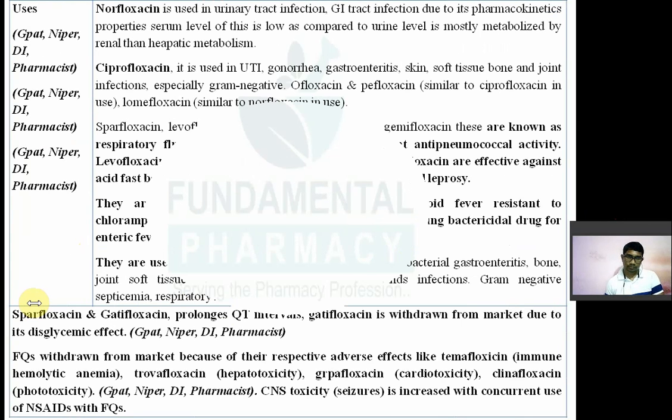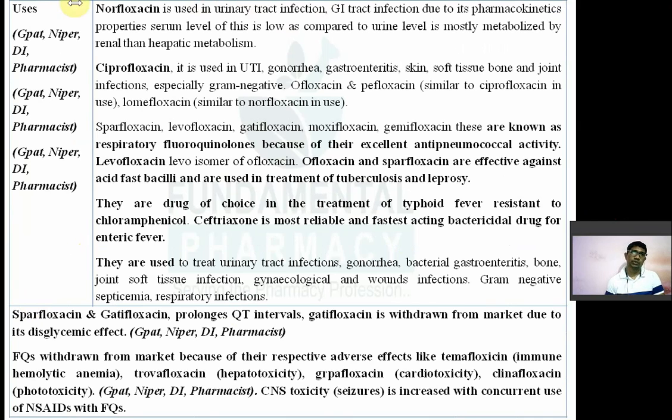Now uses, specific uses, again it is very important. Norfloxacin is used in the urinary tract infection, GIT tract infection, and it binds to plasma protein. So use क्या है इसका, urinary tract infection, GIT infection. Suppose you are suffering from diarrhea, then physician used to prescribe you this medicine frequently, norfloxacin, norflux TZ, yellow color का tablet आता है. That yellow color tablet contains norfloxacin plus tinidazole.